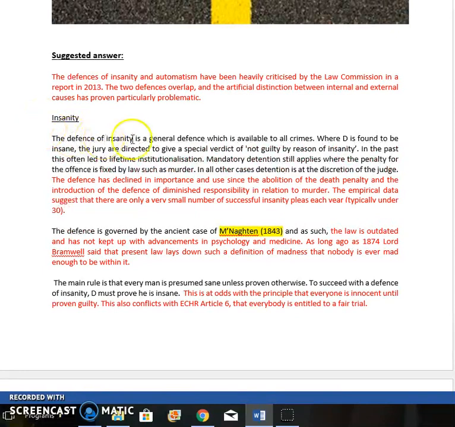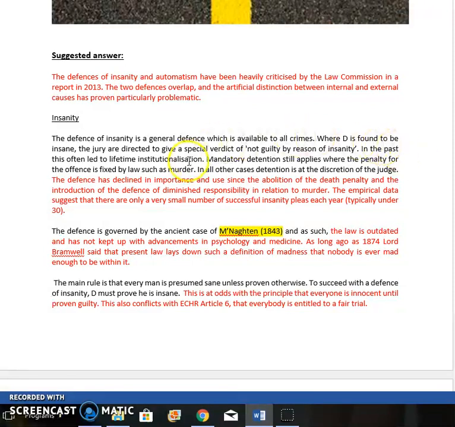Firstly then, the defence of insanity. I've got my AO1 comments here. I'm saying that it's a general defence available to all crimes, and it's special because if you plead it successfully, there is a special verdict of not guilty by reason of insanity. Remember, in the past, that often led to lifetime institutionalisation, which years ago was particularly horrific in some instances, but that was preferable to facing the death penalty if you'd been charged with murder.